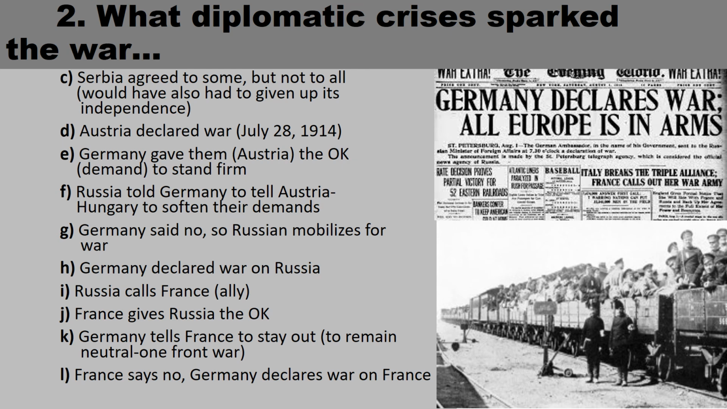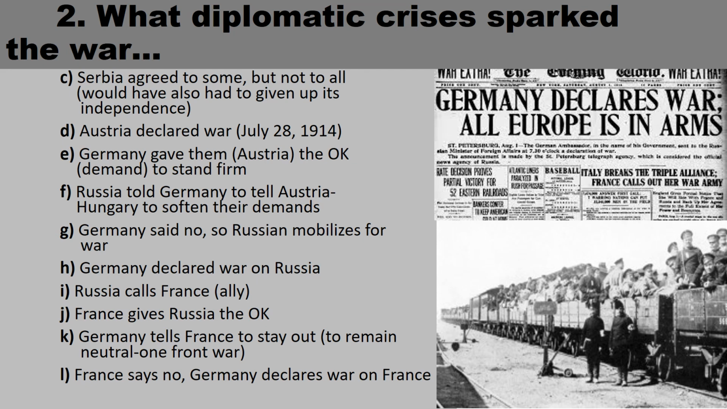Russia finds out about this and really tells Austria-Hungary, hey, kind of lay off a little bit, ease up on those demands, especially with regards to independence. Germany pretty much instructs Austria to not do that. And as a result, Russia will mobilize for war. The only problem is Russia is going to have a difficult time. If you look at the picture on the bottom right, that's actually railroad cars filled with Russian soldiers that were working to mobilize. This is going to take Russia a long time, and Germany knows that.